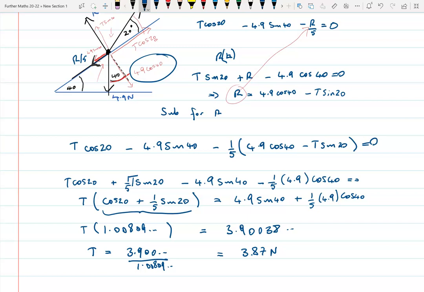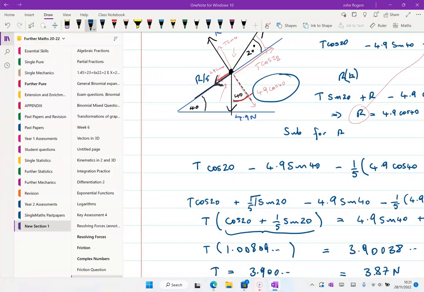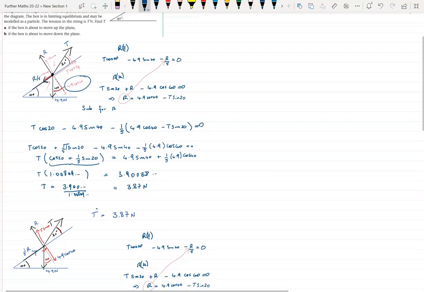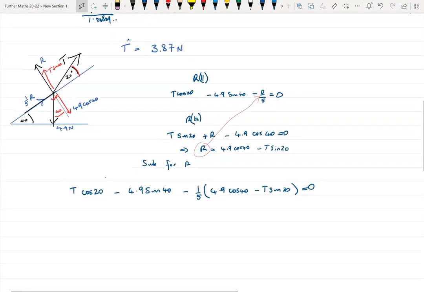The second part wouldn't be really much different, just that friction would be reversed. So instead of going through that in detail, what I might quickly do is copy and paste what I've done and see how that changes. Okay, so this part is now on the point of moving down the plane, so the friction reverses.